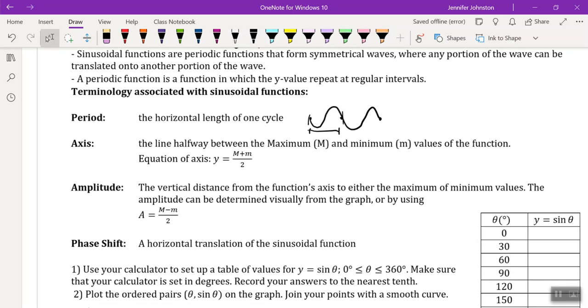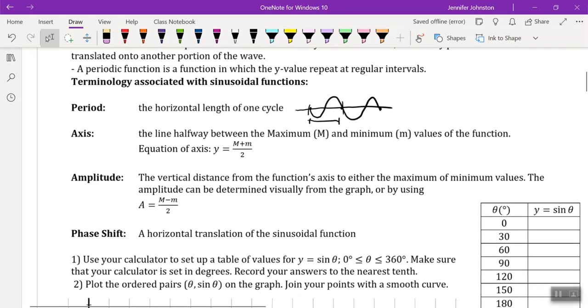The axis is the halfway point between the maximum and minimum. So we're going to look at the axis, which is this line right in the middle. It's halfway between the maximum and minimum values. And how we find this equation is we take the max plus the min divided by 2, which gives us that line. And it should be a y equals line, right? Because it is a horizontal line.